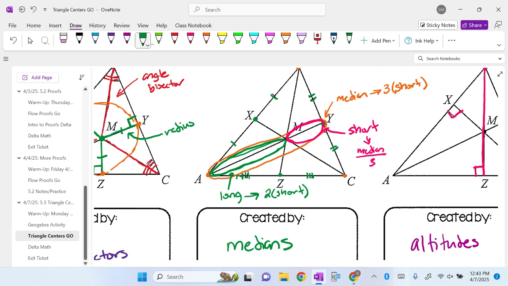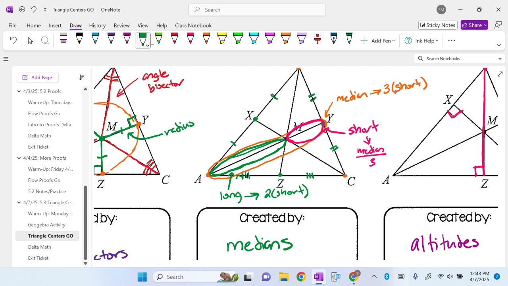All right. Any questions? So your assignment today is another Delta Math. Most of it is just you identifying what the center is, as well as finding different properties of it using those properties that we just discussed. Any questions?